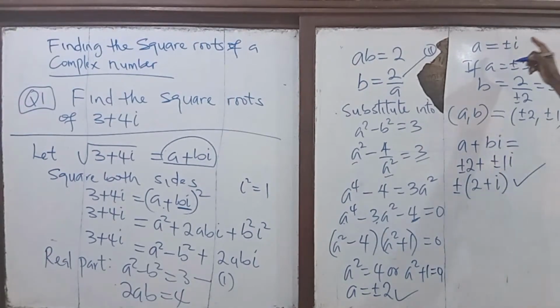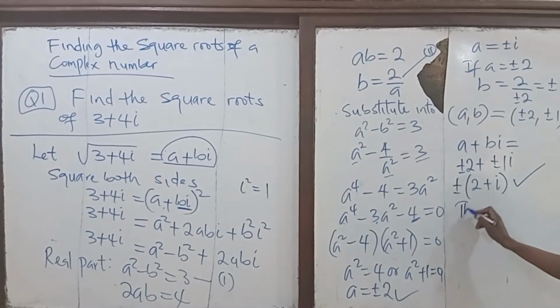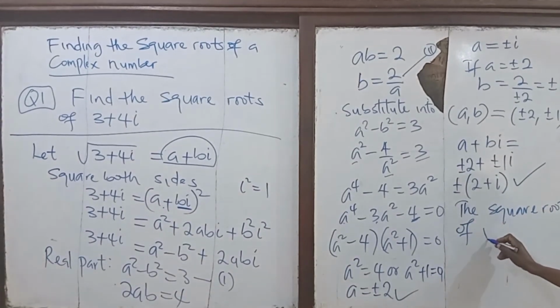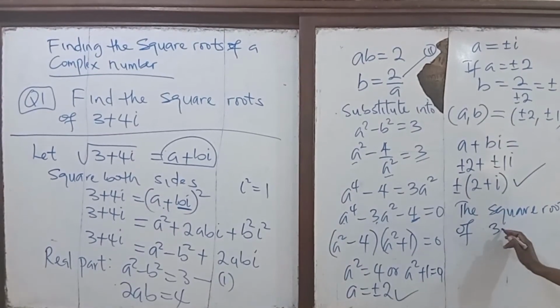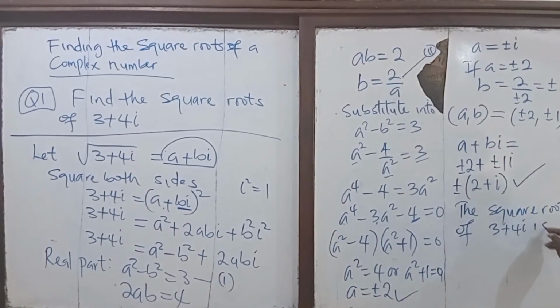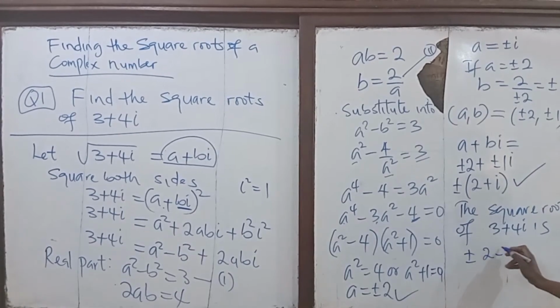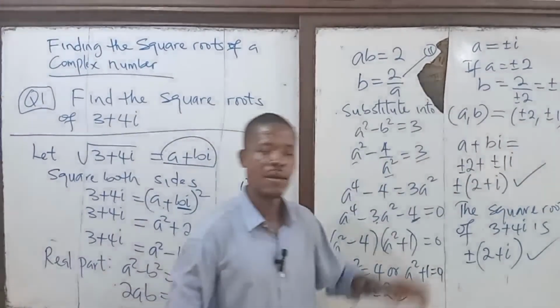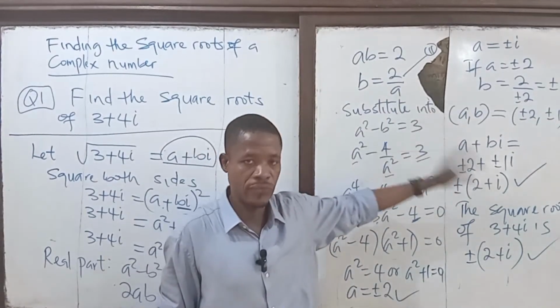And if you use the other value, you're going to get the same answer also. So that's been confirmed. If you make substitution for the second one, you're going to get the same value. Then you now say the square root of 3 plus 4i is what? Is this. And that gets you a full mark.